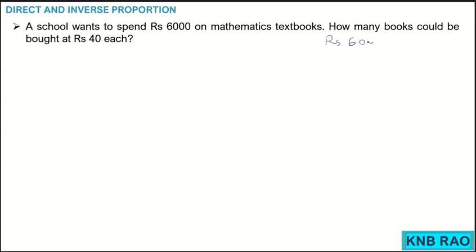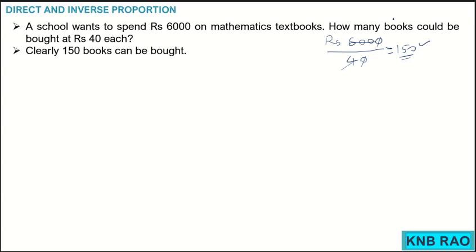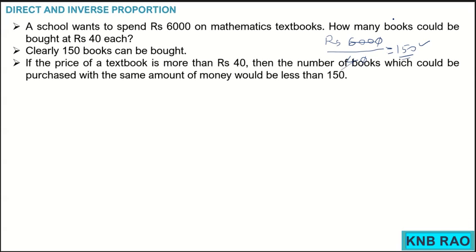Suppose you want to calculate, divide 6,000 by 40 rupees, you will get 150, which shows that you can buy exactly 150 books. If the price of a book increases or is more than rupees 40, definitely I cannot buy 150 books with the same fund available, rupees 6,000.